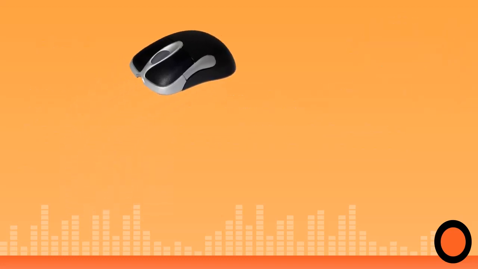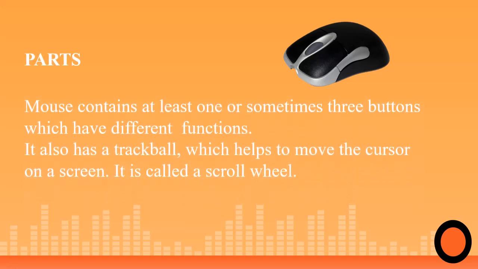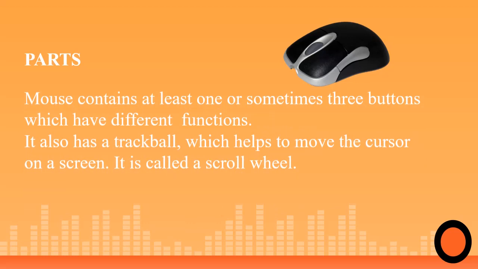There are some things you already know about the mouse. It is an input device. It is used to move things on the computer. Let us now discuss more about these. We will start with the parts of a mouse. A mouse contains at least one, or sometimes three, buttons which have different functions. It also has a trackball which helps to move the cursor on a screen. It is called a scroll wheel.